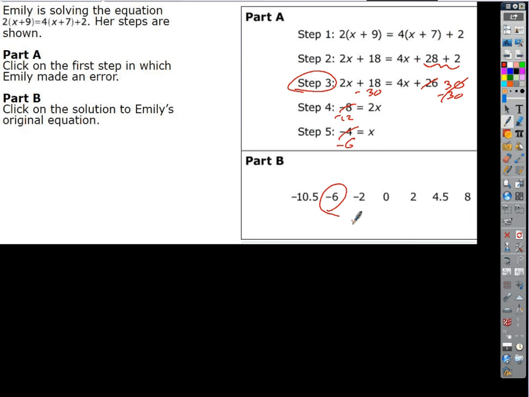How could I make sure I got it right? Plug it in, right? Just plug it into the original equation and make sure it works. If I plug negative 6 in, I'm going to get 2 times 3 is 6 on this side. How about here? Negative 6 plus 7 is what? 1. 1 times 4 plus 2? No. Good addition. 6 equals 6. So we got it, right?